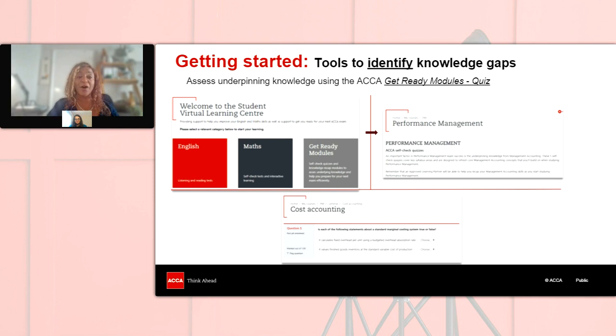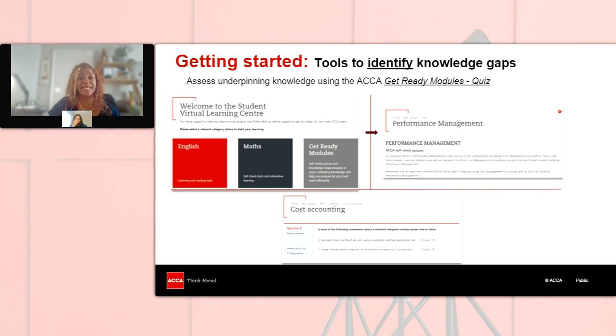Now, to follow on from what Afaf was saying, you're going to get started. You've decided which exam you're going to take. One of the things you need to do early on is to identify if you have any knowledge gaps, because this is a crucial first step in your ACCA preparation. This is going to allow you to understand where to focus your effort, and it's going to make your study time much more efficient, much more productive. And we have the perfect tool to assist you with this.